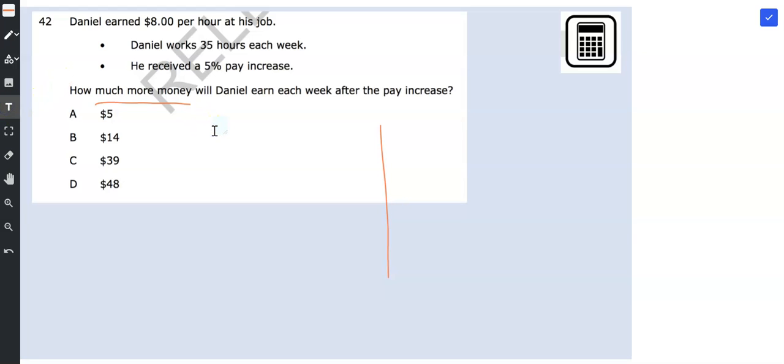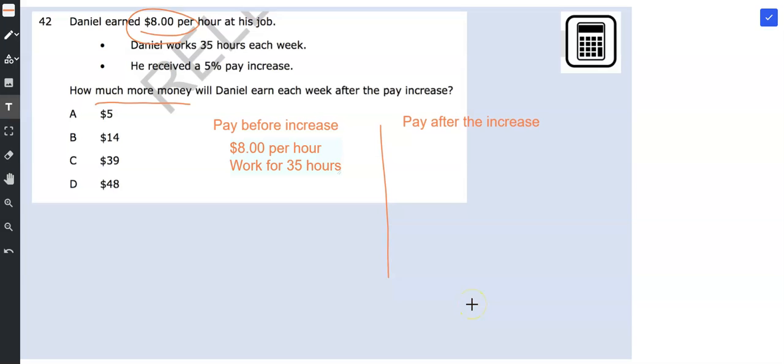So I'm going to label this as pay before increase, and then Daniel's pay after the increase. So let's just start with the dollar amount that he gets paid originally. Daniel earned $8 per hour at his job. So he gets paid $8 per hour. And he works for 35 hours each week.